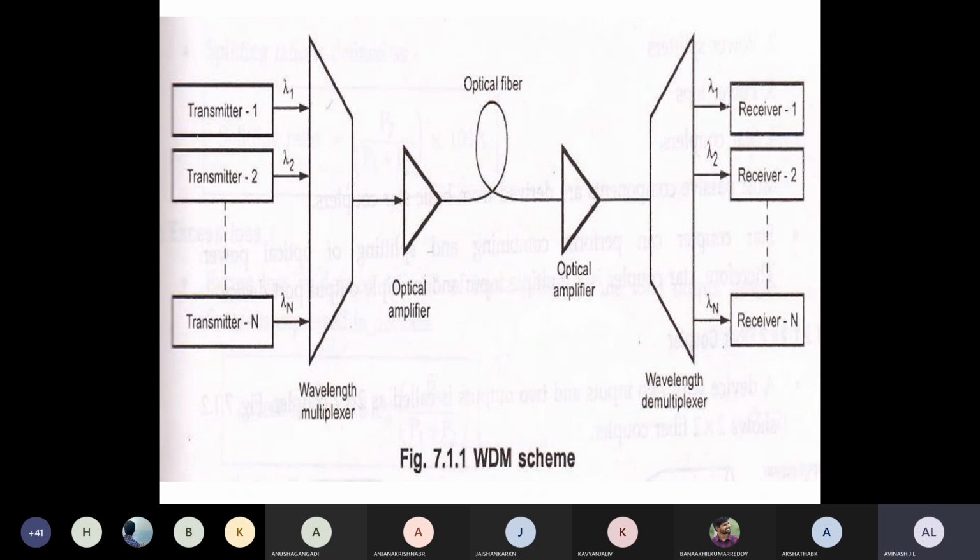Okay, if the signal having the wavelength lambda 1 is received, it goes to receiver 1. Similarly, if lambda 2 is received, it goes to, sorry, lambda 2 means what? Receiver 2. Similarly, if the signal is received with the wavelength lambda n, it is fed to receiver n.